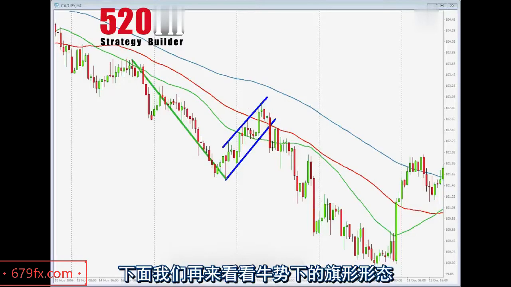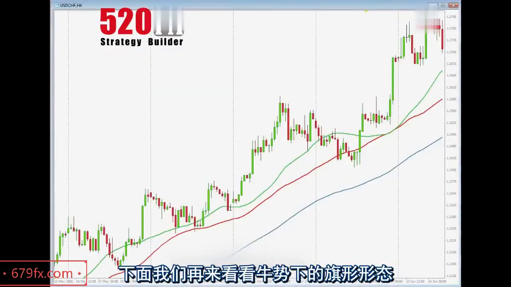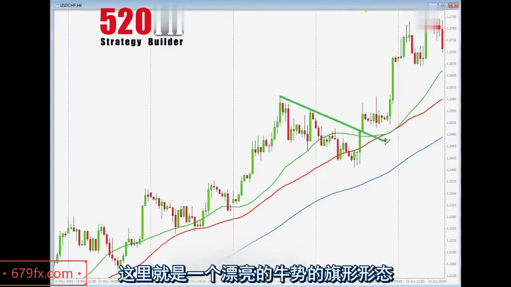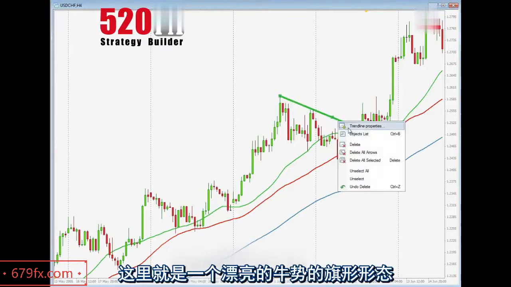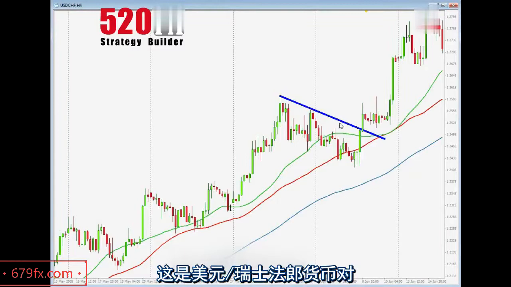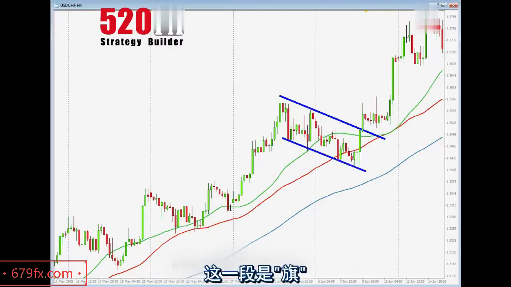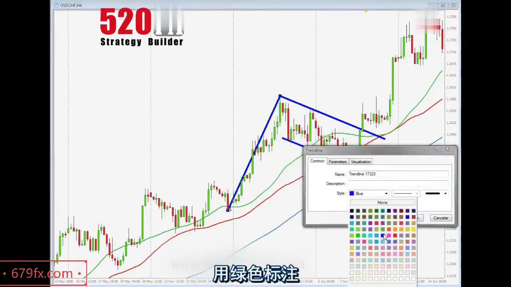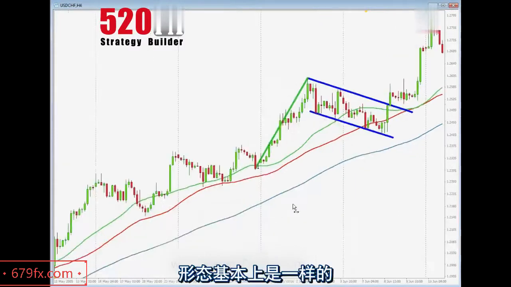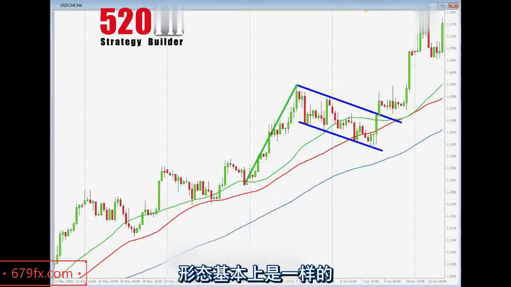Now I'm going to be showing you what a bullish flag formation looks like. We have one nice bullish flag here in this chart that I'm showing you right now. In this case it's the USD against the Swiss franc, that being the flag in itself, this being the pole. Let me mark it in green. And as you can see, basically the same type of pattern.